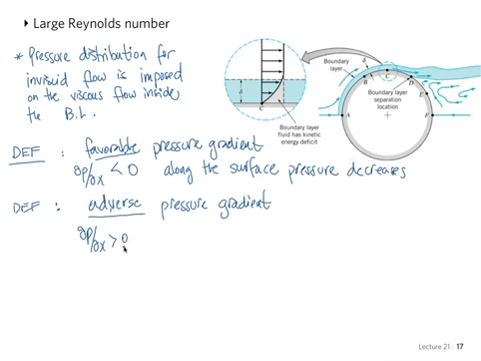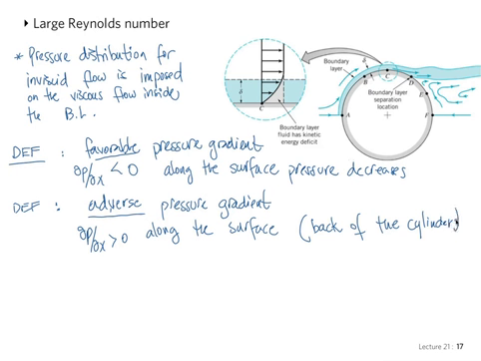This is dp/dx greater than 0 along the surface in the back, right? This is the back of the cylinder case. So a particle moving from A all the way to F will experience a favorable pressure gradient as it goes from A to C, and then experiences an adverse pressure gradient as it goes from C to F.